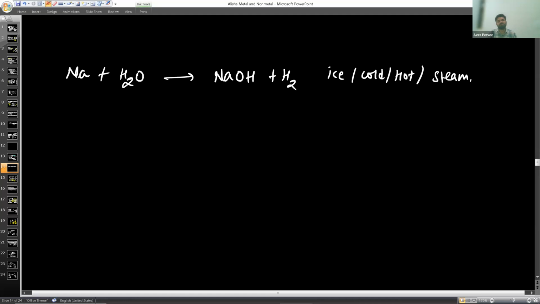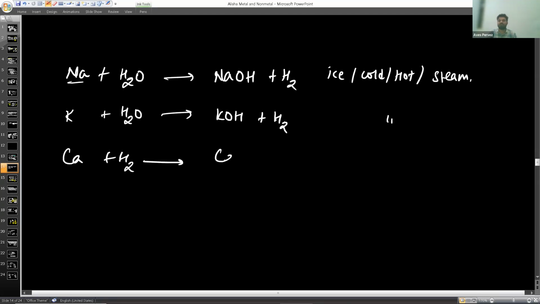The second one is potassium. When it reacts with water, it will also give you KOH plus H2 at the same conditions. Calcium, when it reacts with water, will give you calcium hydroxide plus hydrogen gas. We can say that it will react with cold water, but not with ice. Cold water, hot water, or steam.